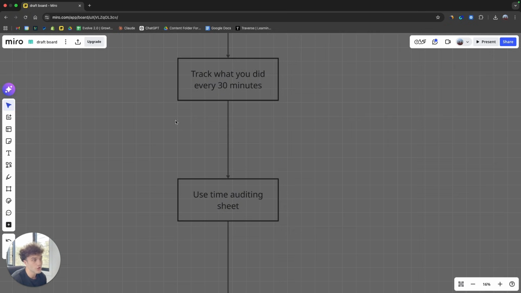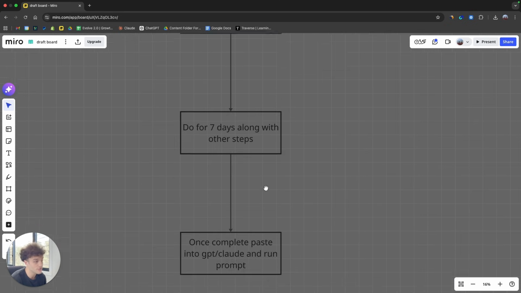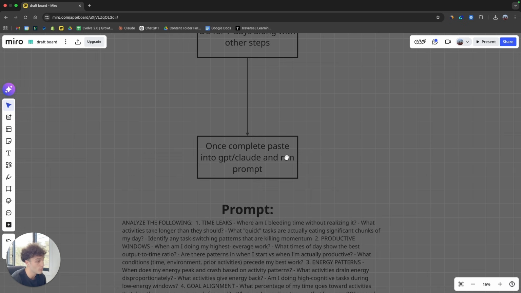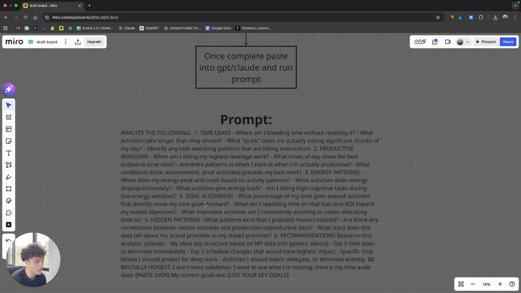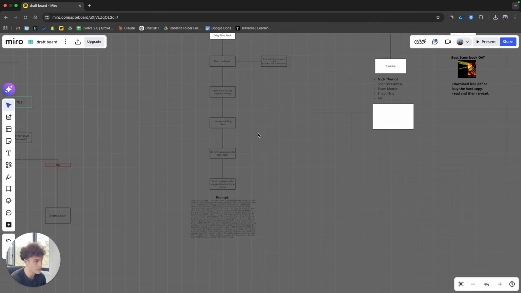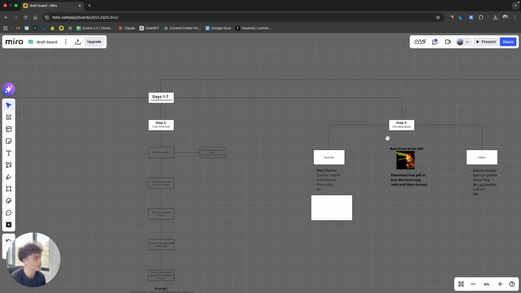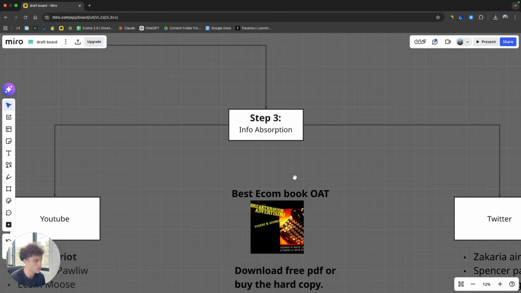But anyways, track what you did. This time audit is very simple. Just track what you did every 30 minutes. Use a time auditing sheet, and then do this for 7 days along with the other steps that I'm about to show you. Once you've completed this, again, this prompt is going to be in my Discord. The time tracking sheet is also going to be in my Discord. Put this into GPT or Claude, fill out all the information there, and it's going to give you an unbiased perspective on what you're doing good, what you're doing bad, and when you are most productive. It's really crucial information for us to know early on.